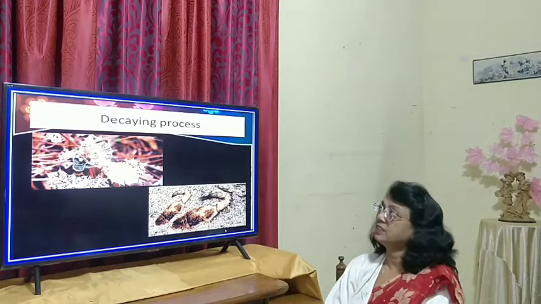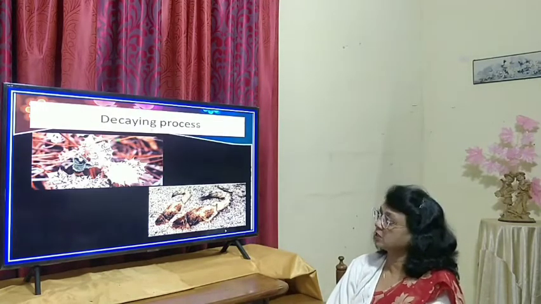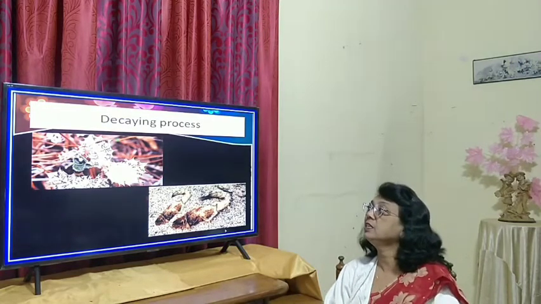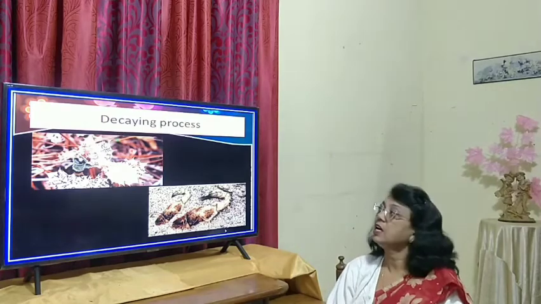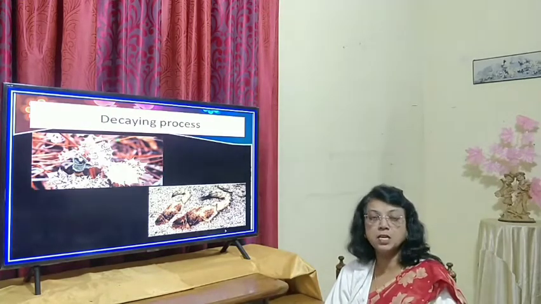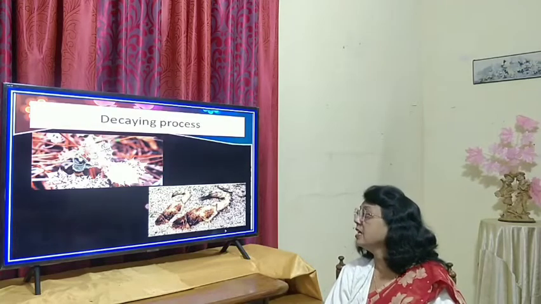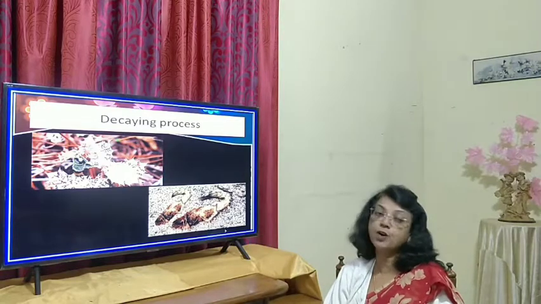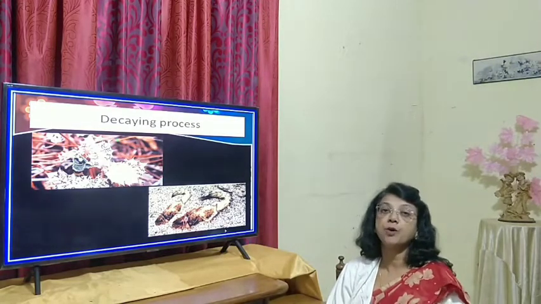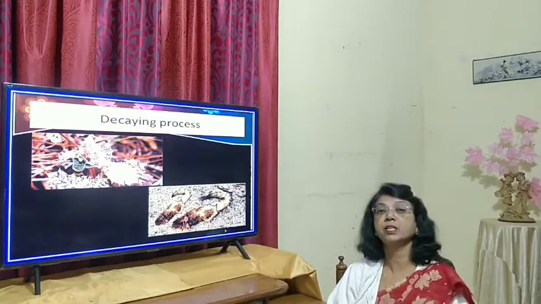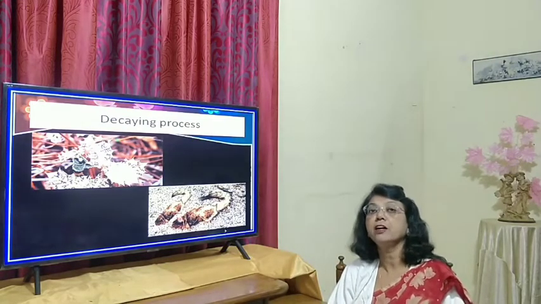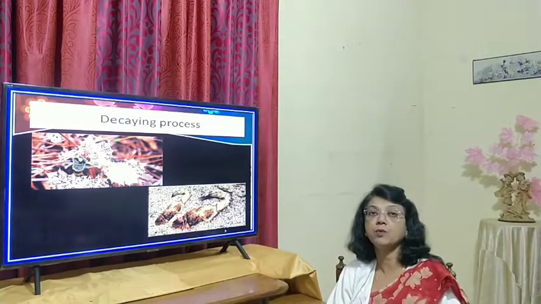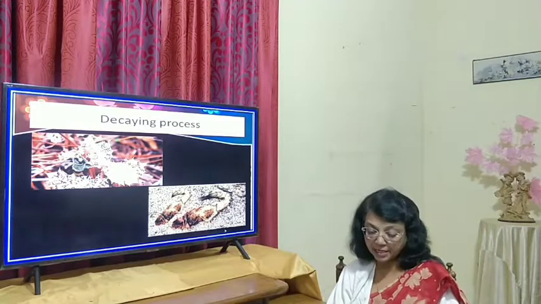Now, this slide represents the decaying process. In the first picture, you can see that the dead leaves and the plant parts are being decomposed. And in the second picture, you see that animal bodies are being decomposed. This process of decomposition is taking place with the help of the saprophytic bacteria. These bacteria feed upon the dead bodies of plants and animals and break them down into inorganic substances.